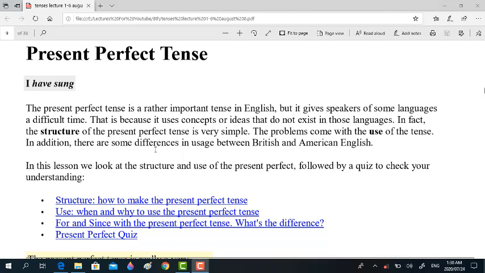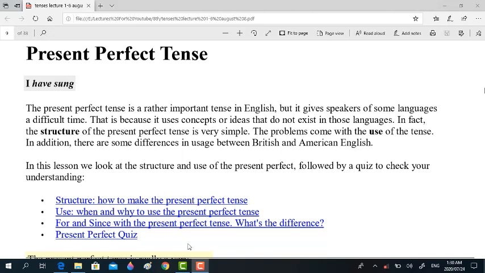First, we look at the structure and use of the present perfect, followed by a quiz to check your understanding. Okay, just left with this part. You are not going to have a quiz. Rather, you will be given assignments. Accordingly. Structure: how to make the present perfect tense. Use: when and why to use the present perfect tense. For and since with the present perfect tense. What is the difference between for and since?